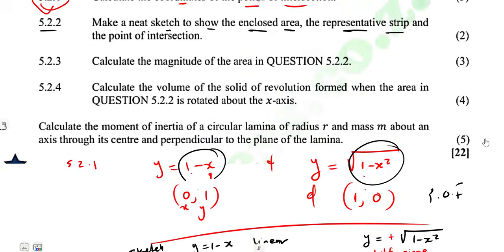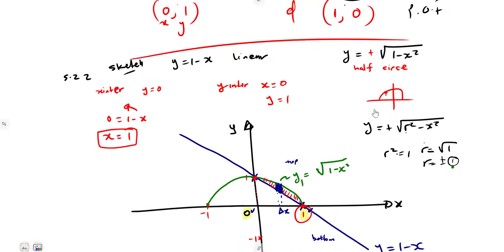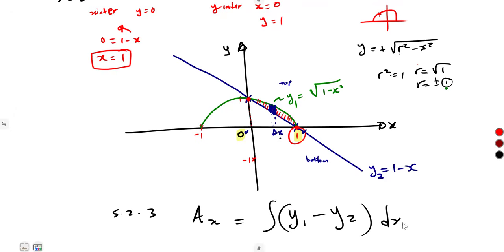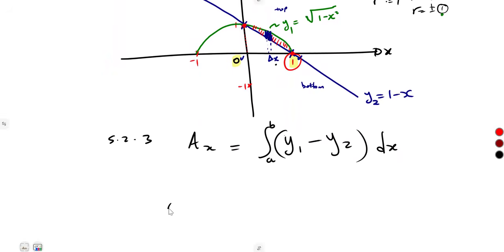After that, they want you to determine the magnitude of the area. Calculate the magnitude of the area in question 5.2.2. Remember, when given two graphs like this, we can determine the area as the one in between. So subtract the top minus the bottom. This is area with respect to x; the strip is for x. So that's y1, the top, minus y2. With respect to x, we can integrate from a to b, which are the limits. So just like that, guys. Let us have this from 0 to 1.